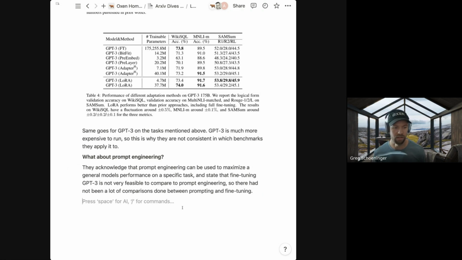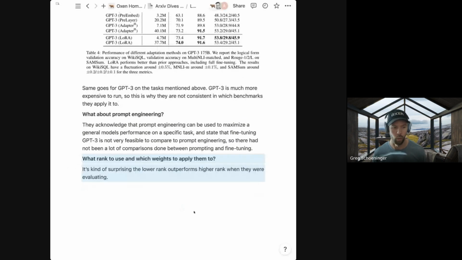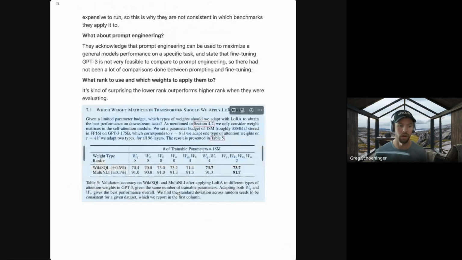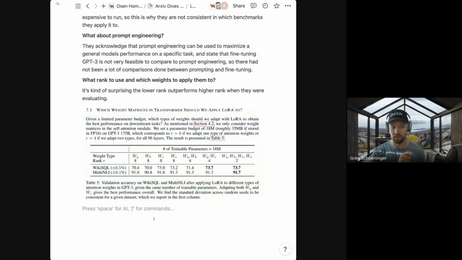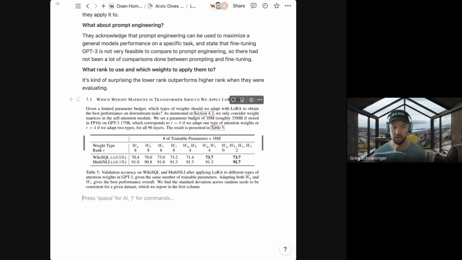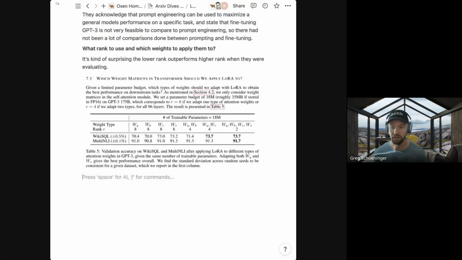And then they did do a bunch of studies on which weight matrices to apply LoRA to and what rank to use. So they did it to just the query matrix with rank 4. They did it to just the key matrix with rank 8, etc. Very interesting that the lower ranks consistently outperformed the higher ranks. And it worked the best when you applied it to all of the query, key, value, and output matrices.